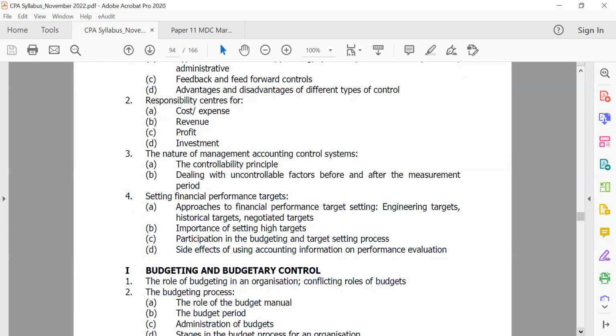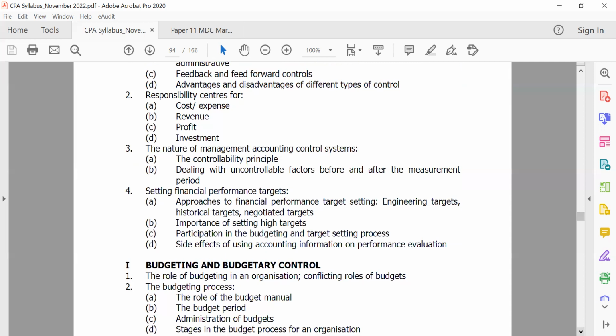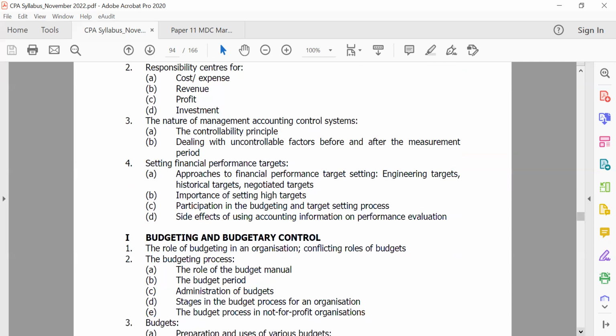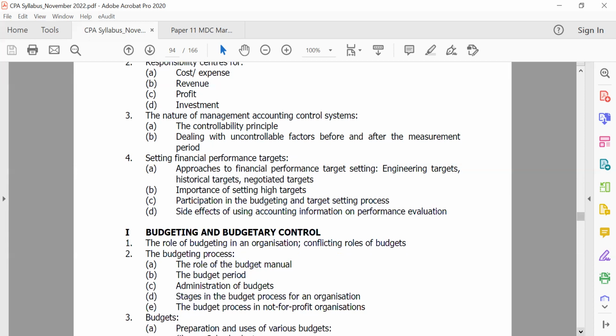Again, we'll be able to understand aspects of budgeting and budgetary control. What exactly happens with budgeting and budget control?